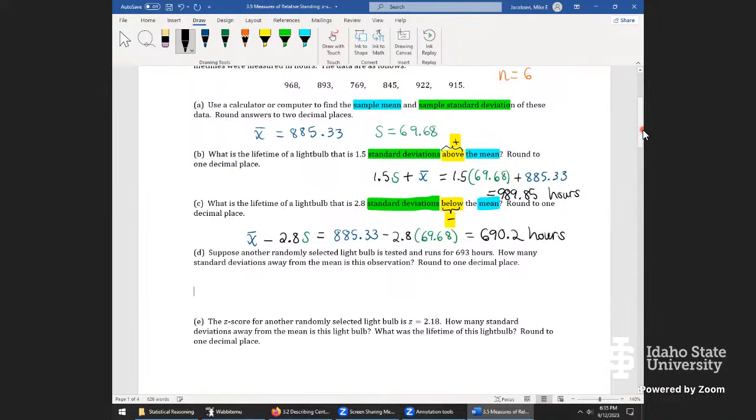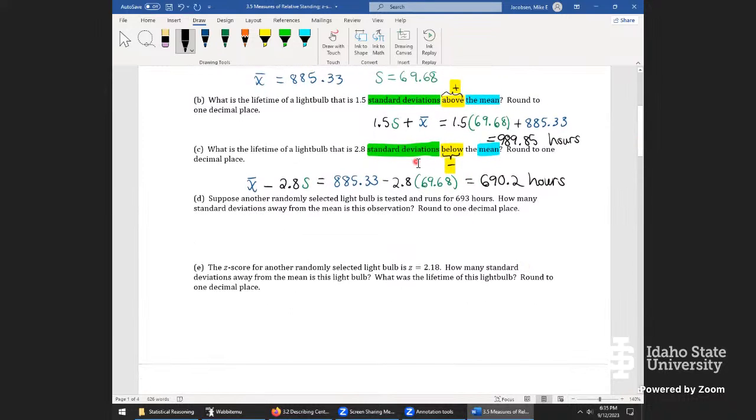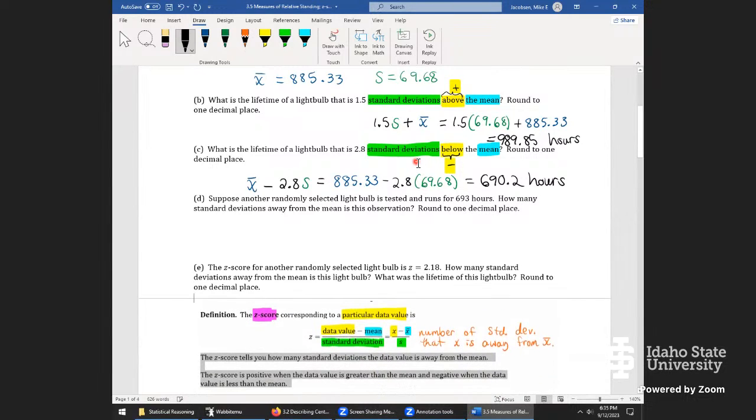Okay, last 2 questions. We're still thinking about standard deviations. We'll still need the statistics X bar and S. And now we're going to need the formula as well. Let's bring that up.